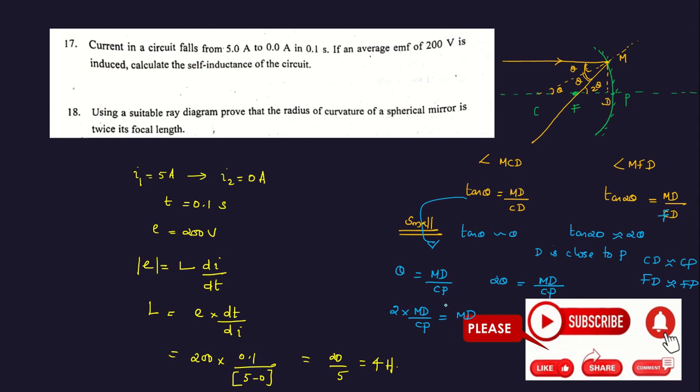Good. MD by FD. MT cancel. And that FD is what? FP. Good. Yes. So MT cancel. So 2 by CP equal to 1 by FP. So what is CP? CP is nothing but equal to the radius of curvature. So 2 by R equal to 1 by F. So that means R takes the value of double F. So that is a very important one. So that is a simple derivation for question number 18.